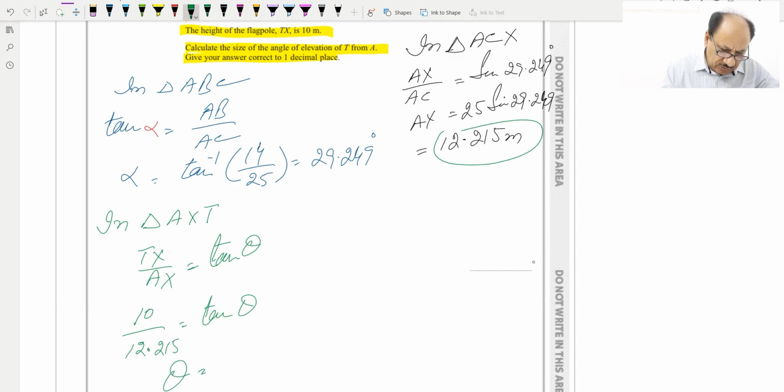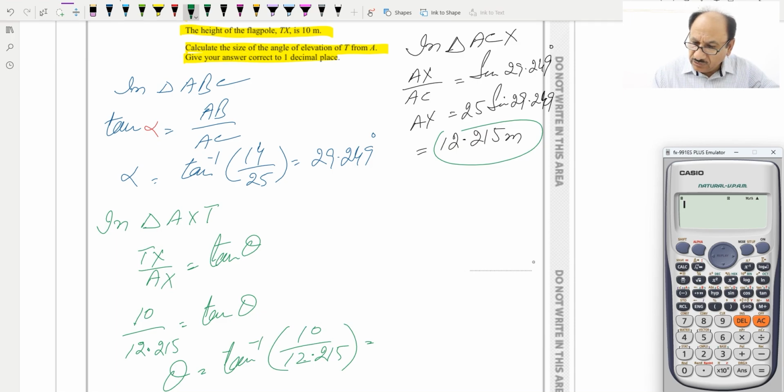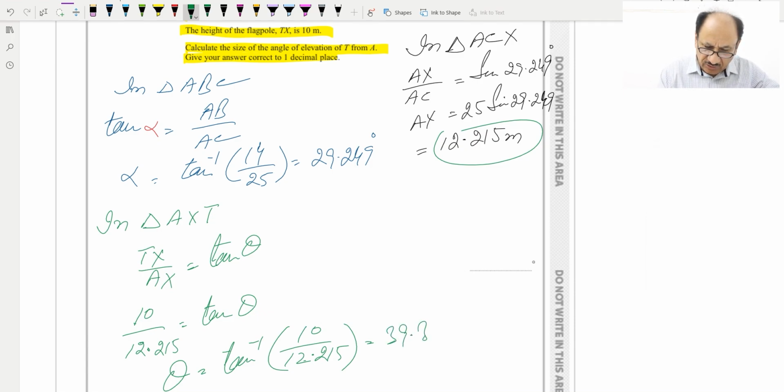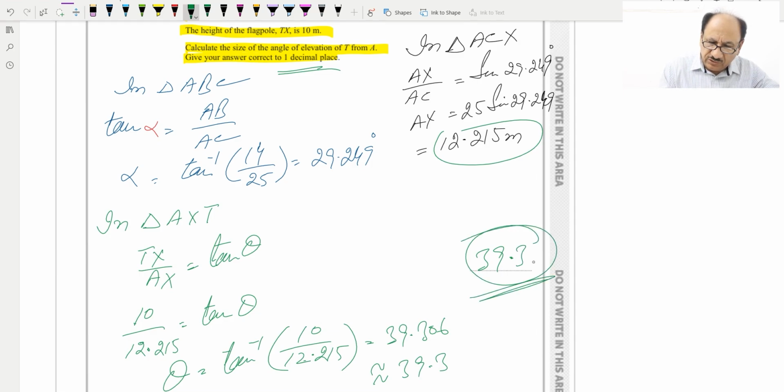So theta will be equal to tan inverse of 10 over 12.215, and this will be equal to shift tan of 10 over 12.215, close bracket, and this is equal to 39.306. We can round to one decimal place because the answer is required in one decimal place. So 39.3 degrees will be the answer.